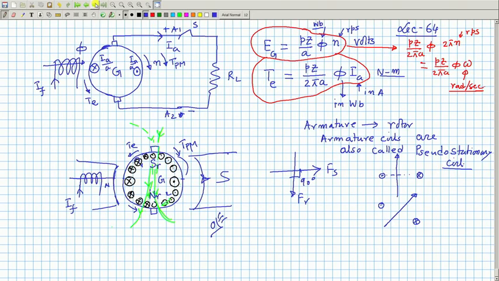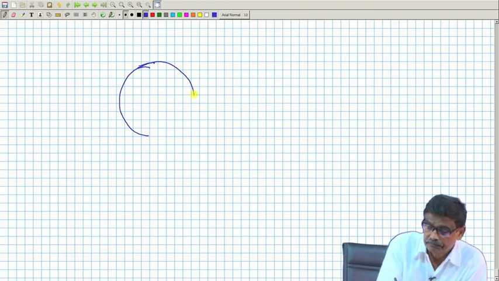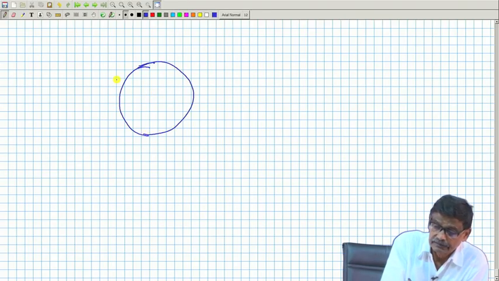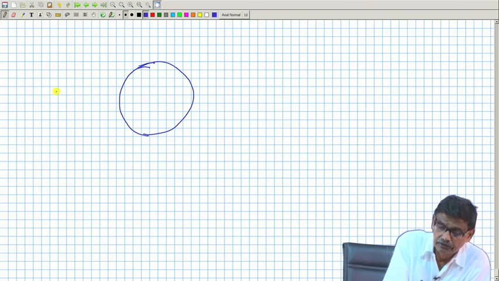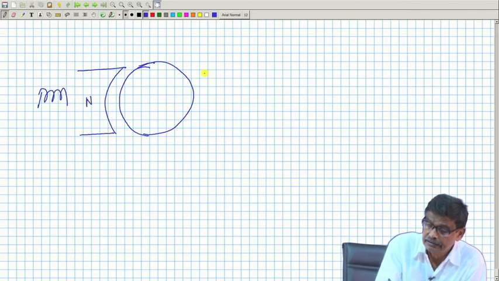Similarly, let us see what will happen in case of a generator. Suppose this is your armature, this is your field which creates a north pole here and a south pole there.